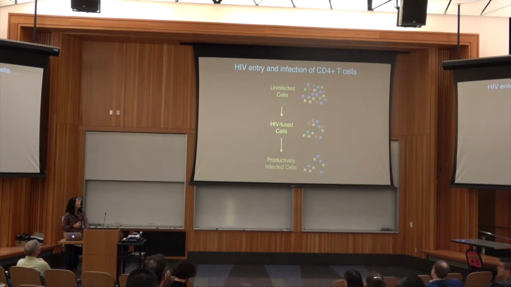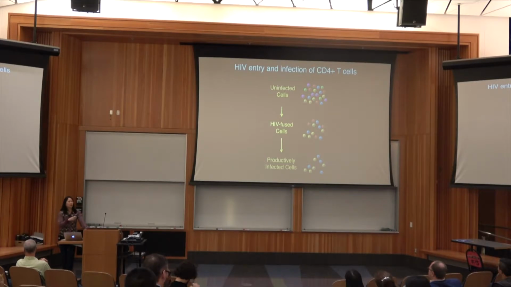Okay. So as a way of introduction, this slide represents how we were thinking about cellular susceptibility to HIV infection. These colored circles are meant to represent individual T cells, and they are colored differently to represent the notion that T cells are diverse and that they exist in cellular subsets. And so we were interested in understanding, amongst a diverse population of T cells, which ones are most susceptible to HIV entry, also known as HIV fusion, and of those, which are most susceptible to productive infection by the virus.